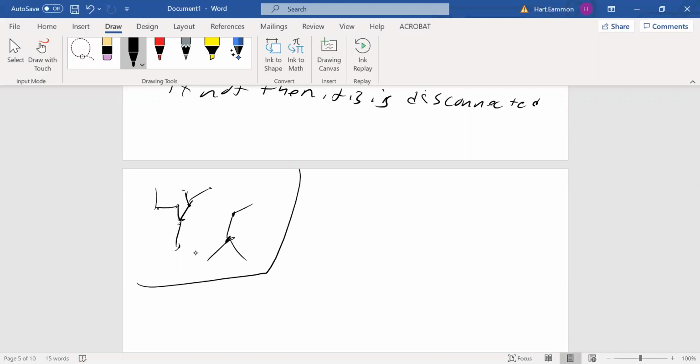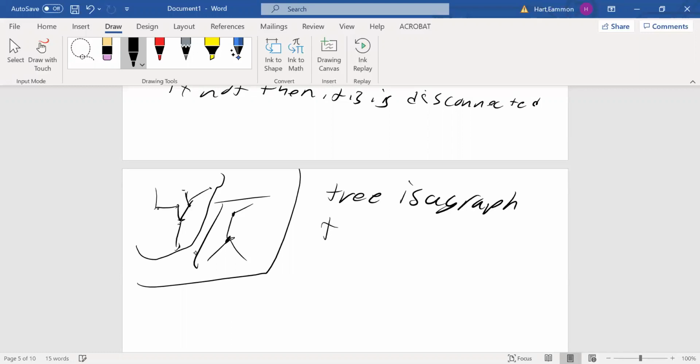In fact, these guys are both what are called trees. So this right here would be considered a tree, and this right here would be considered a tree. Together, if you have multiple trees that are not connected to each other, then what you have is called a forest. So a tree is a graph that does not contain a cycle.